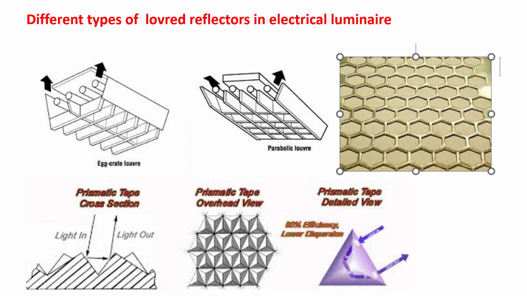Friends, this slide shows different types of luminaire reflectors in electrical luminaires. One looks like egg crates. This portion is the egg crate. These are the source of light, that is, fluorescent tubes. Here it is the parabolic reflector type.